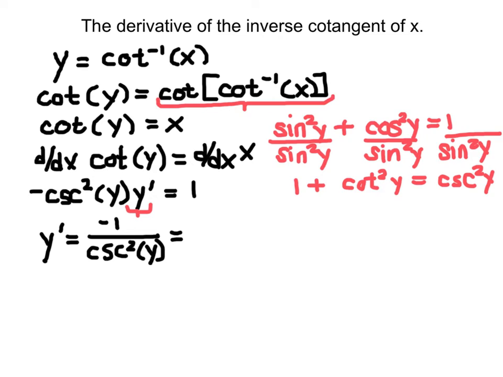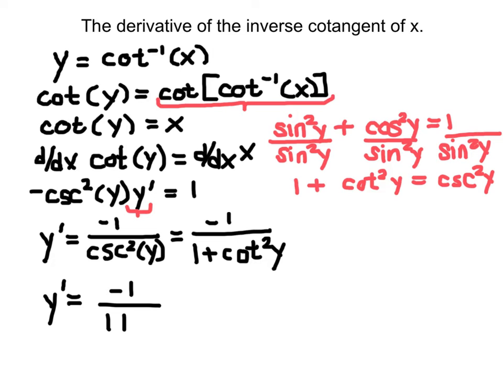So this is equal to negative 1 over 1 plus the cotangent squared y. And we know that the cotangent of y is equal to x. So we get y prime is equal to negative 1 over 1 plus x squared. And we can write this up here. Y prime is equal to negative 1 over 1 plus x squared when y is equal to the inverse cotangent of x.